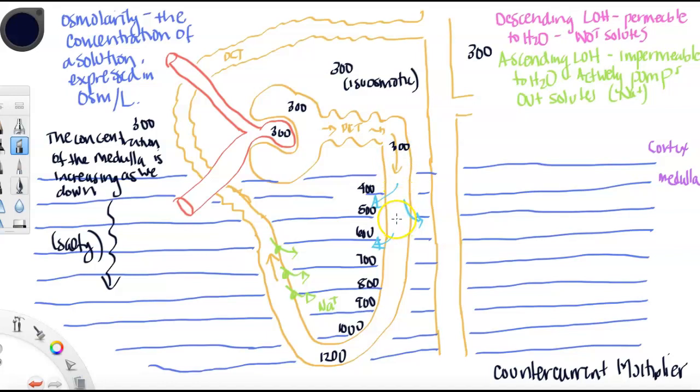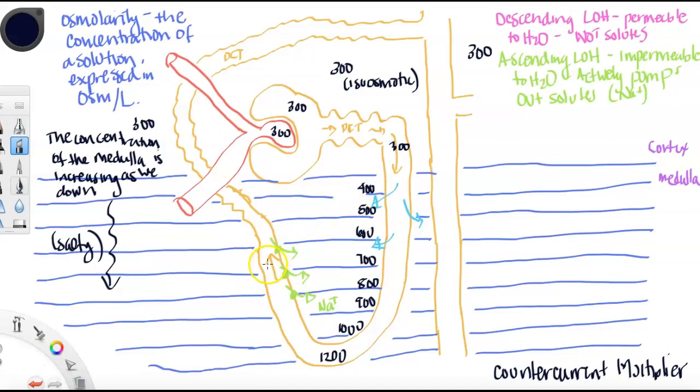So as it goes into the descending loop, the solutes can't go anywhere, okay? And so since the interstitial fluid is more concentrated than the filtrate, water is going to follow the solute and go out into the interstitial space, and it's going to want to try to equalize that. So as the 300 gets down into where it's 400, water's going to leave until it's equal, either 400 and 400, 300 and 300, 350 and 350, whatever it is.